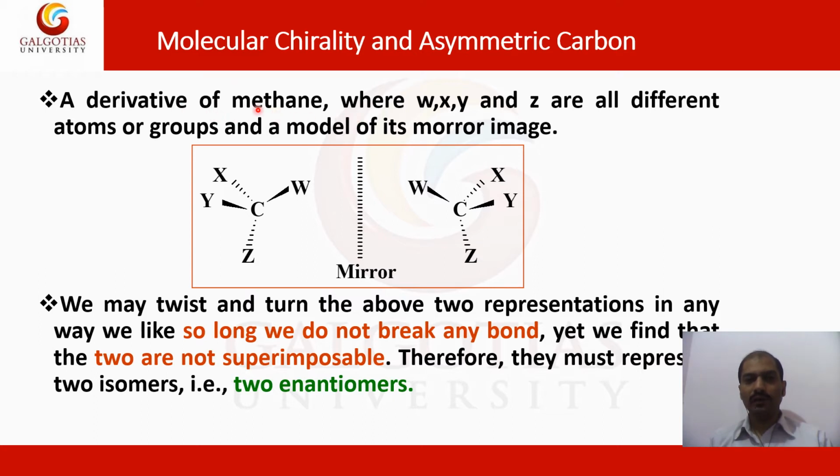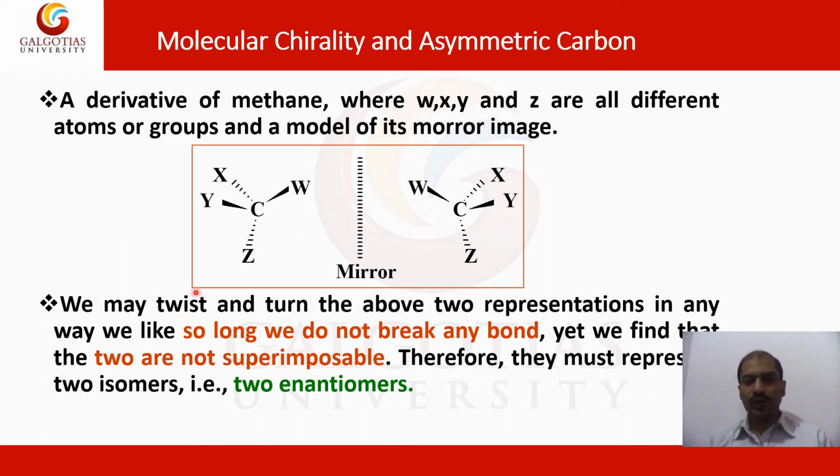This is a derivative of methane, meaning we have to replace the hydrogens attached to the carbon with different groups. Here these groups might be just W, X, Y, Z. This could be OH, this could be NH2, this could be some carboxylic acid group, or some other groups. If these are different, then this will be a chiral molecule.